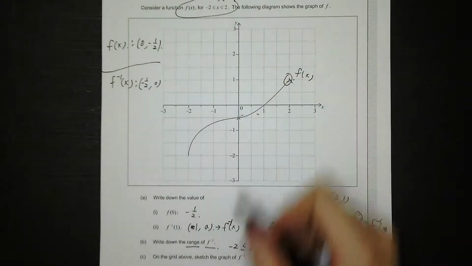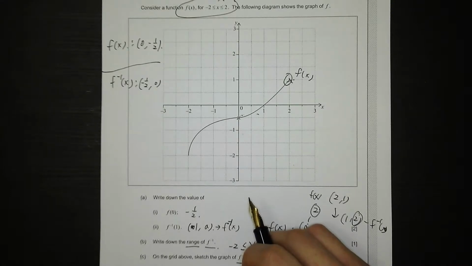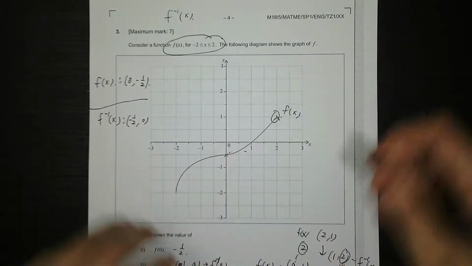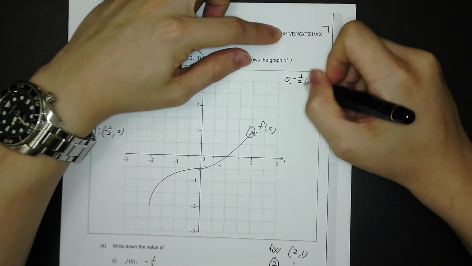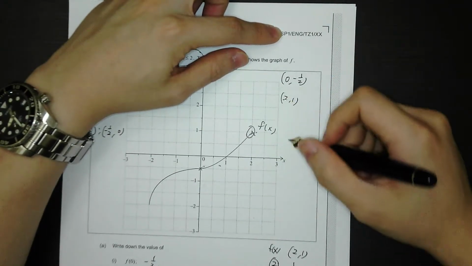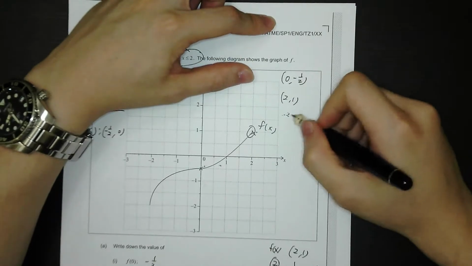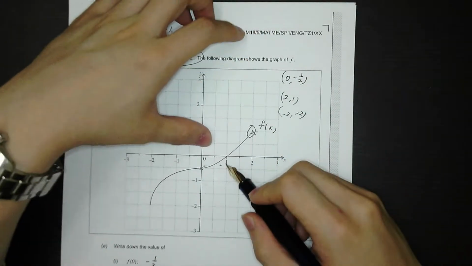On the above diagram, sketch the graph of f inverse. So to sketch the inverse, we can find a few points on the original graph first. Let's say we have the point (0, -0.5). We have the point (2, 1). We also have the point (-2, -2). And one more point, (1, 0).